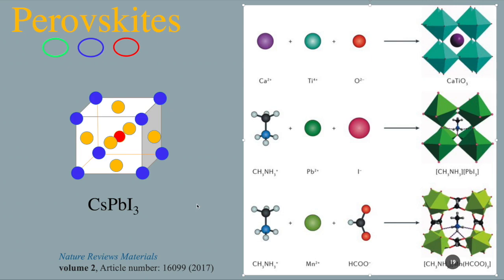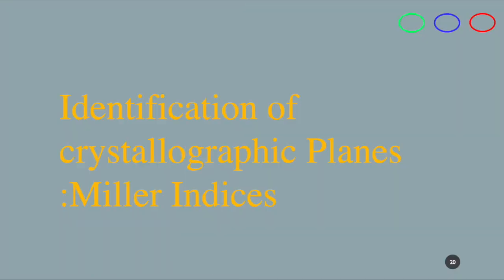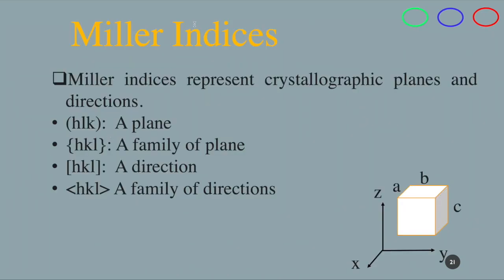So it is really helpful to understand the crystal structure in terms of octahedra, tetrahedra, and cubic sites. Now I will briefly talk about how we identify the crystallographic planes, and just discuss in brief the Miller indices. So Miller indices actually represent two very important things. One is the crystal plane. The other one is the direction. Both are important. It represents the planes and the direction.